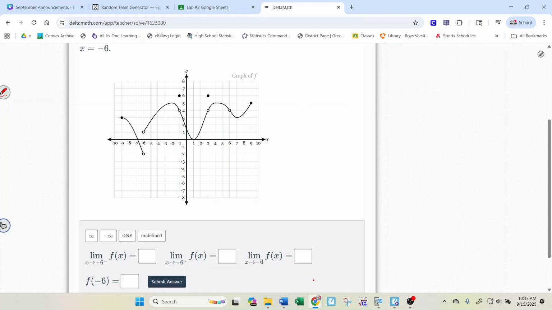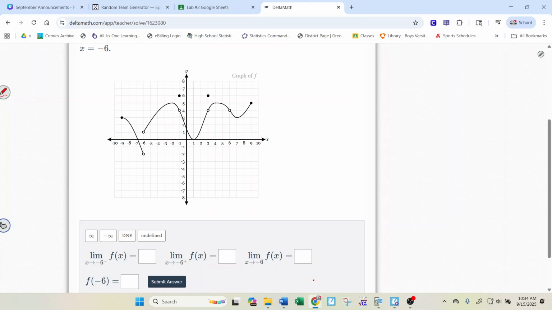Let's do another one. Let's look at 2. What is the limit from the right? 1. I'm sorry, wrong one. I was thinking 3. Let's do 3. Sorry, you were correct. At 3, what's the limit from the left at 3? 4. What's the limit from the right? 4. So what's the limit at 3? 4. What's the functional value at 3? 6. Yep, that's right.